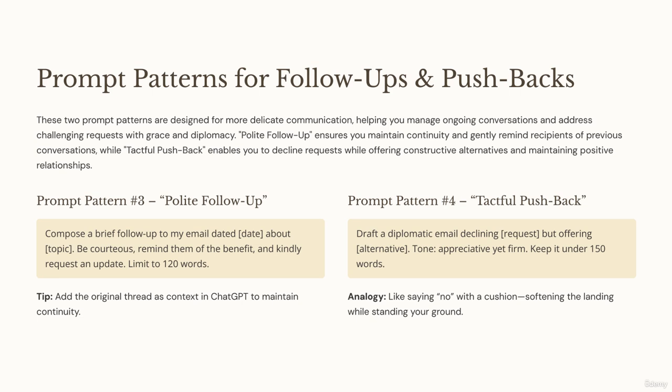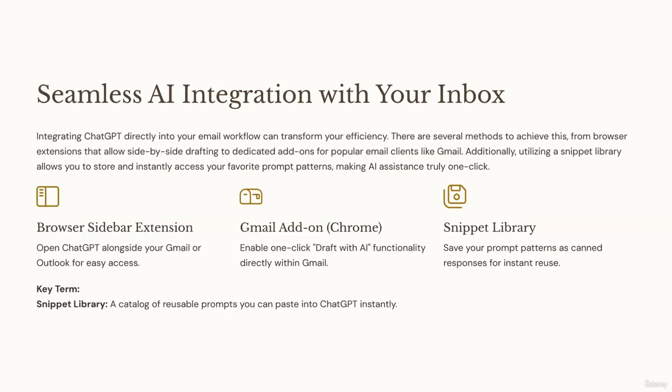Now that you've got your 4 prompt patterns, let's look at how to make all of this even easier with AI integration inside your inbox. There are 3 quick ways to connect ChatGPT to your daily email workflow. Browser Sidebar Extension. This lets you open ChatGPT alongside your Gmail or Outlook. You can prompt it in real time as you read emails.